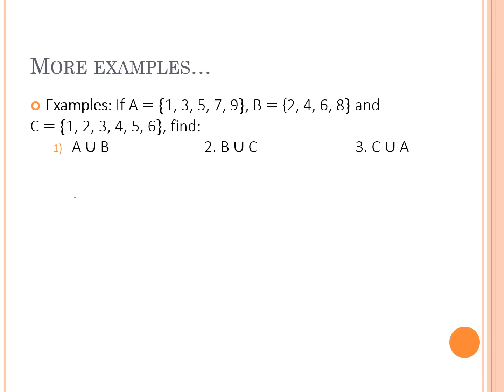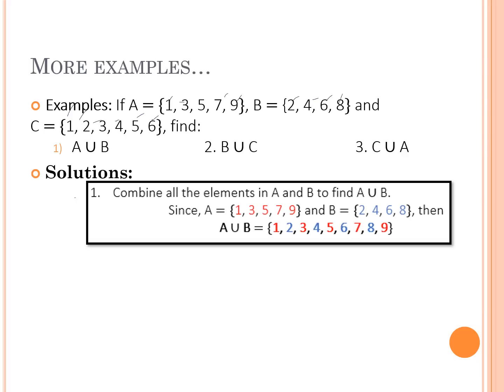Here are more examples. So we have set A with elements 1, 3, 5, 7, and 9. Set B with elements 2, 4, 6, and 8. And set C with elements 1, 2, 3, 4, 5, and 6. To get the union of set A and set B, we simply list down its elements. We have written it in ascending order. So the union of set A and set B is 1, 2, 3, 4, 5, 6, 7, 8, and 9. The numbers in red are the elements of set A, and the numbers in blue are the elements of set B.